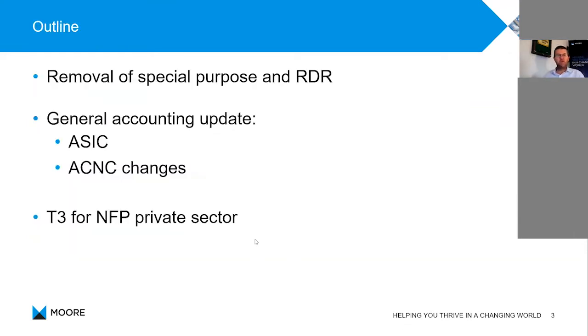So what are we going to talk about for the next hour or so? We're going to talk about the removal of special purpose financial statements and RDR. We'll give you a little bit of a general accounting update, including what ASIC are up to and ACNC changes, including the new tier 3 for not-for-profits that's on the drawing board as we speak.